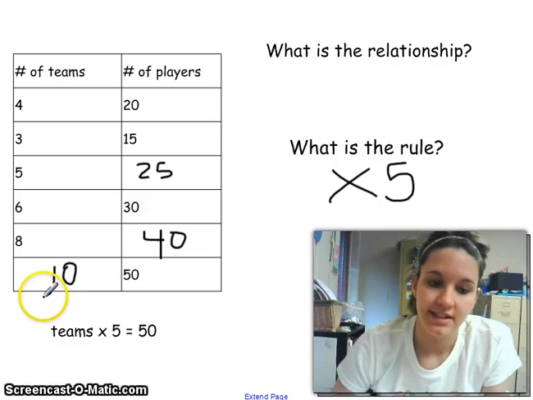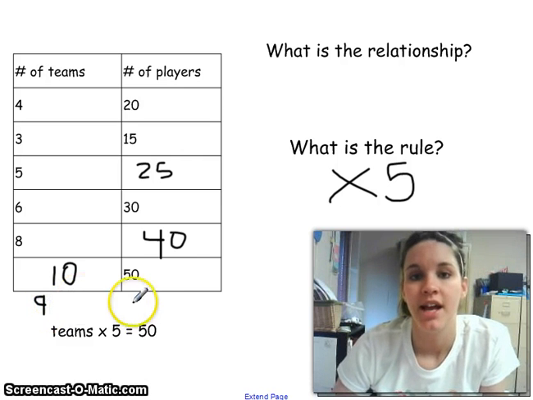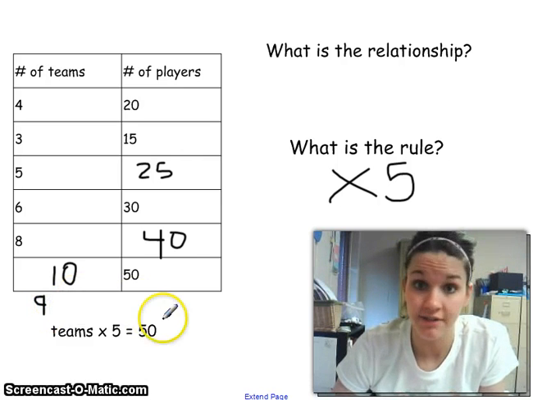If I were to extend this and say, what about, oh, I don't want to do that much thinking. Let's do 9. 9 teams. How many players would there be? I could easily follow my rule. Times 5. 9 times 5 is 45.